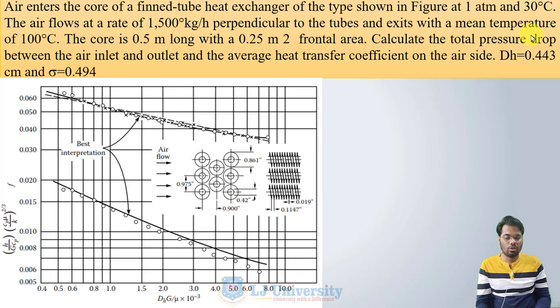Calculate the total pressure drop between the air inlet and outlet and the average heat transfer coefficient on the air side. The hydraulic diameter is 0.443 and sigma, the ratio of minimum to the frontal area, is 0.494.